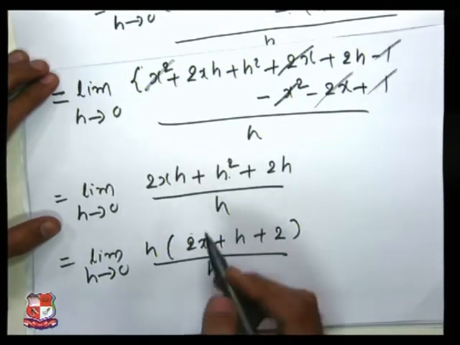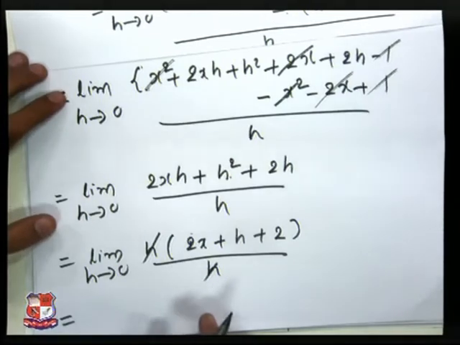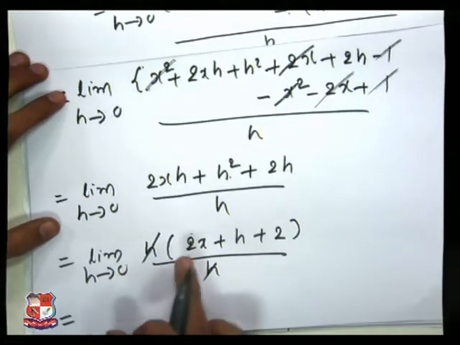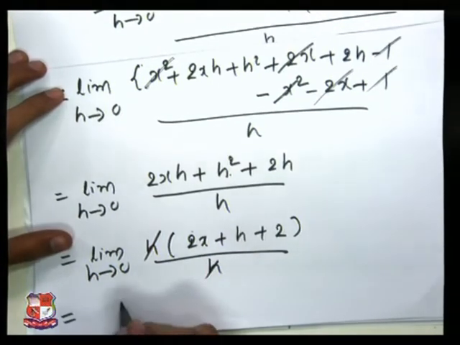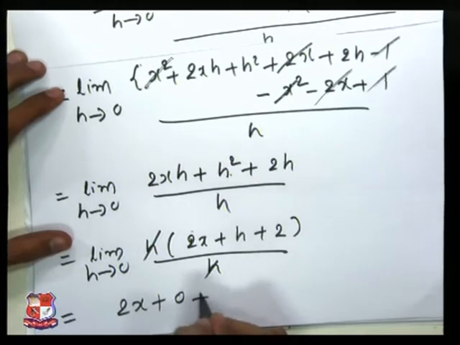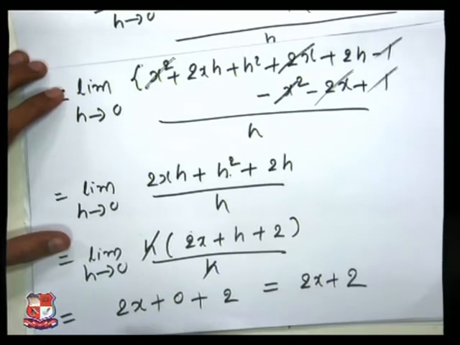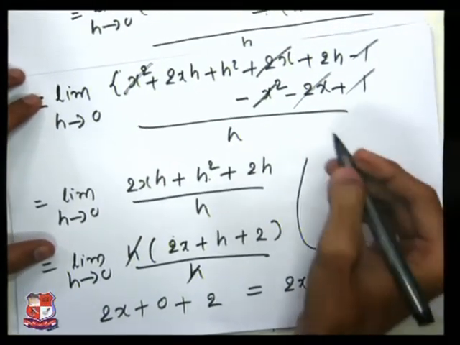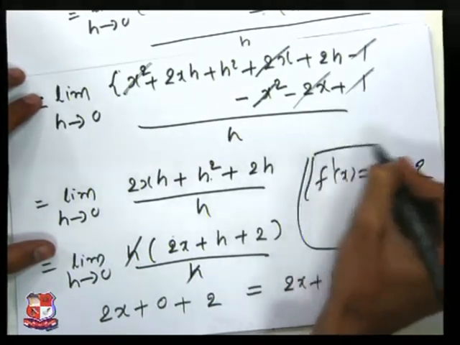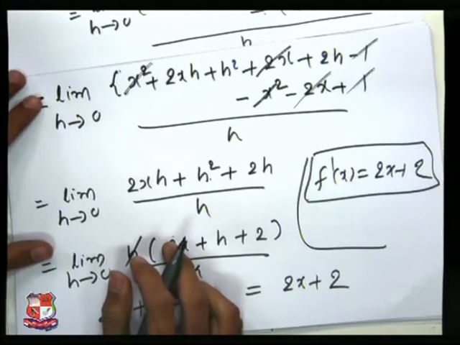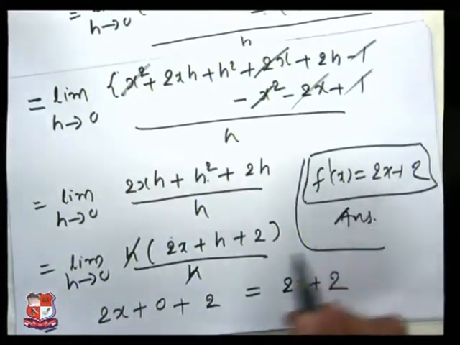Divided by h. So h cancels. Now we can easily put the limit in. If we put h tends to 0, then in 2x plus h plus 2, the h term will be 0. So we will get 2x plus 0 plus 2. So the answer is 2x plus 2. So we get f dash x is equal to 2x plus 2. This is the derivative of the given function, which is our answer.